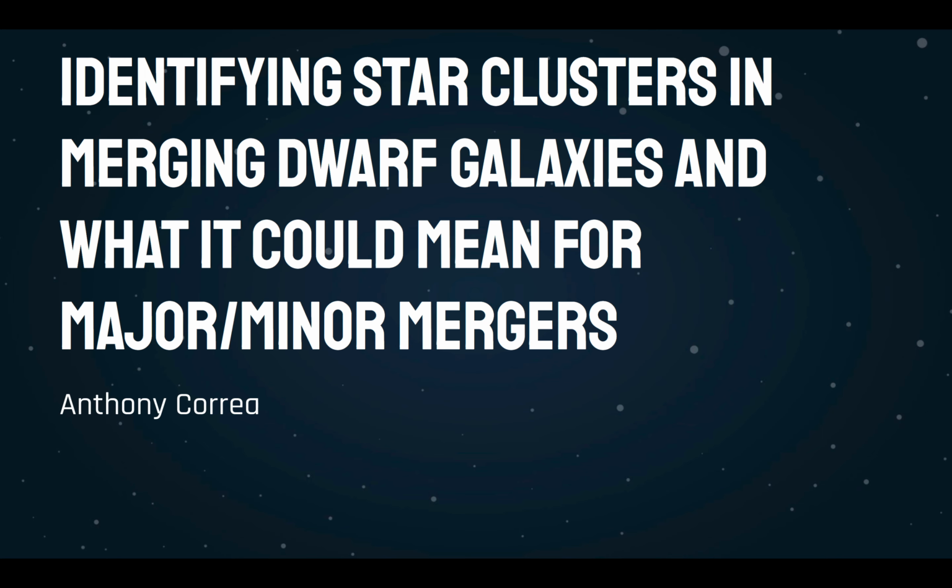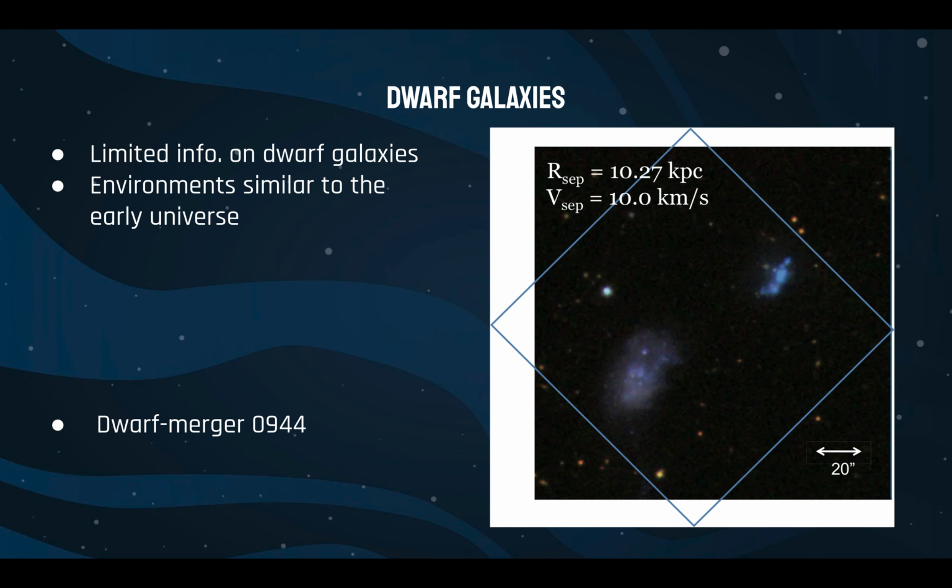Hello everyone, my name is Anthony Correa, and I'll be presenting on the identification of star clusters in merging dwarf galaxies. So a little background on dwarf galaxies. Dwarf galaxies, as said in the name, are smaller in size in comparison to large galaxies such as the Milky Way. They have an environment and contain properties that are similar to galaxies of the early universe, which is what makes them so interesting and unique. However, the information and understanding we have of dwarf galaxies is very limited, even more so for merging dwarf galaxies.